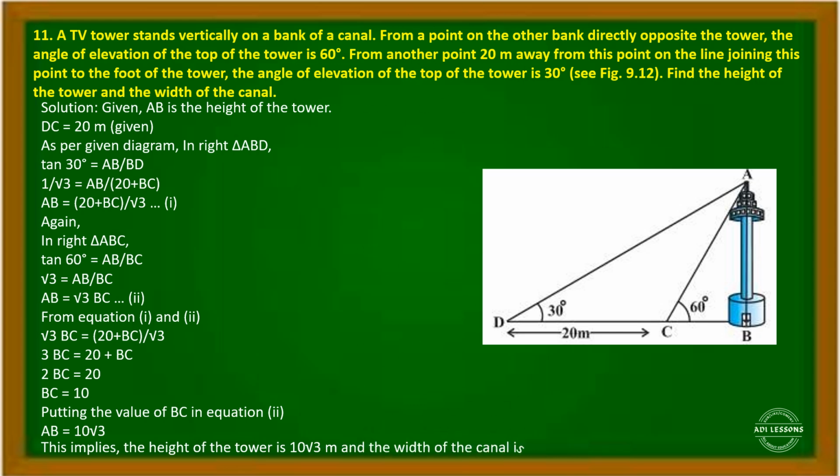This implies the height of the tower is 10 root 3 meters and the width of the canal is 10 meters. The width of the canal is 10 meters and the height of the tower AB equal to 10 root 3 meters.